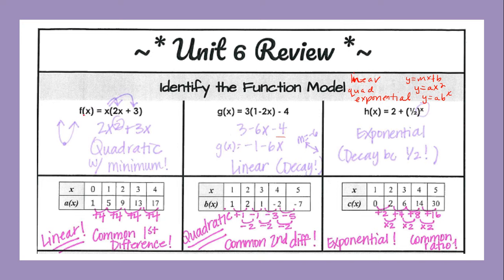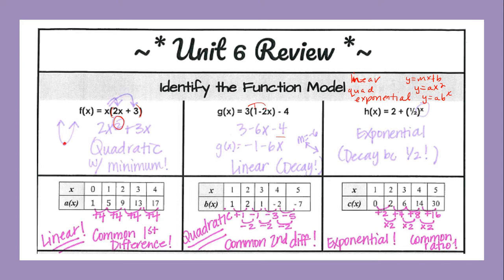So if you were to be given a function and asked what type of function it is, you're going to have to simplify first. So here we multiplied that x all the way through because I have the parentheses. I need to distribute. And I end up with an x squared term. Anything with an x squared, that tells me it's going to be quadratic. It's going to have a minimum value. It's going to open up.